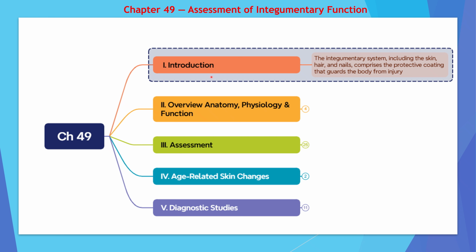So here in the introduction, we know the integumentary system includes the skin, hair, and nails. It's our body's first line of defense. Think of it as a living shield that guards against injury, infection, and fluid loss. This I also said in the immunity chapter.